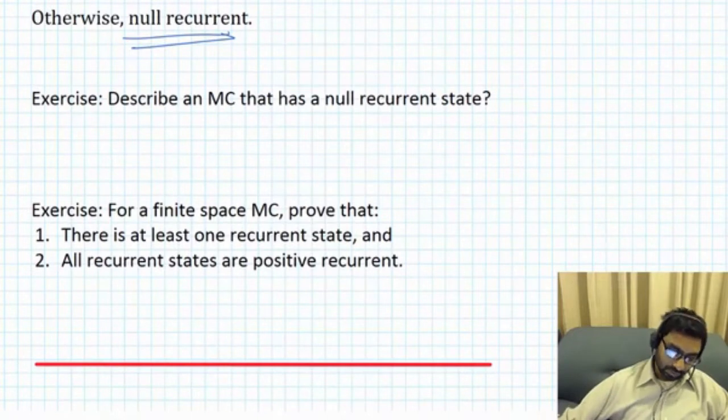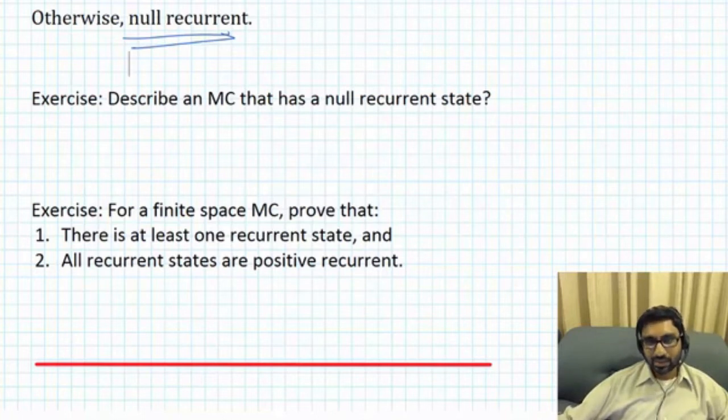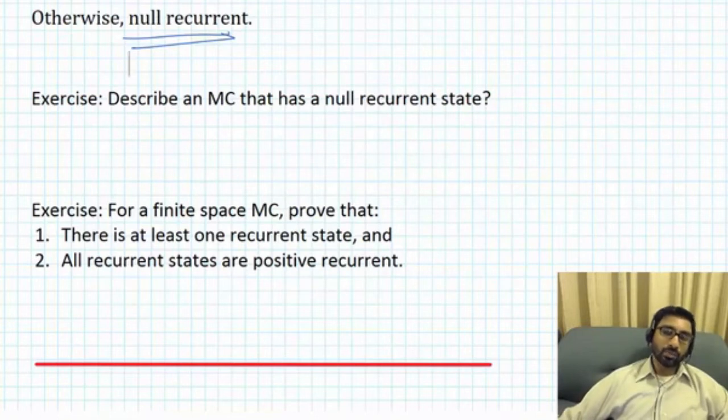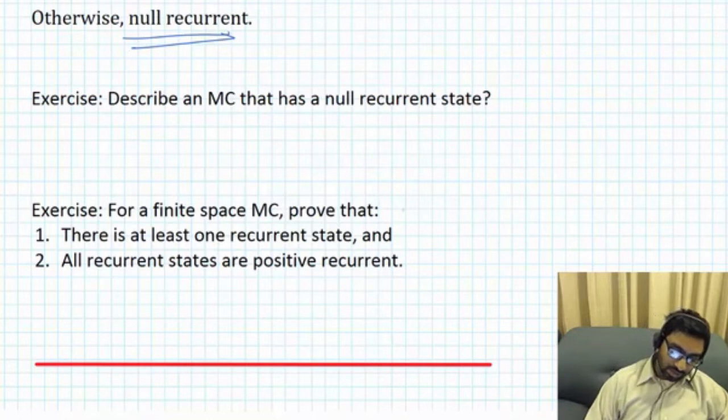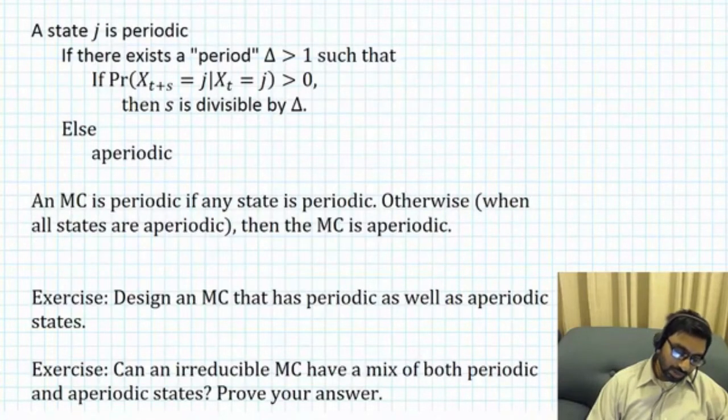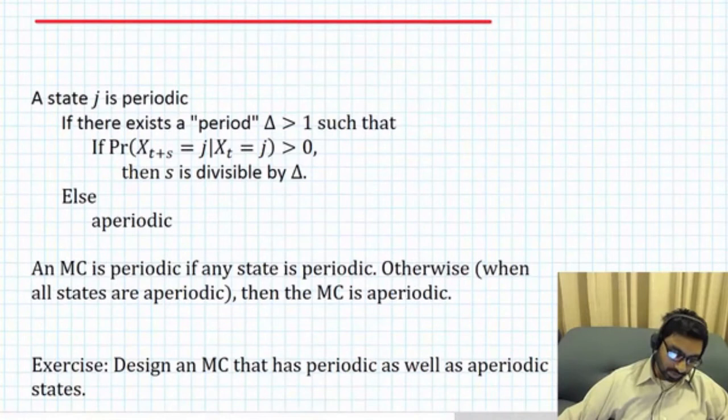Consider a finite Markov chain. Now prove that this finite Markov chain has at least one recurrent state, and prove that all the recurrent states are actually positive recurrent. So in other words, a finite state Markov chain cannot have null recurrent states. This exercise works as a clue to answering the previous question.